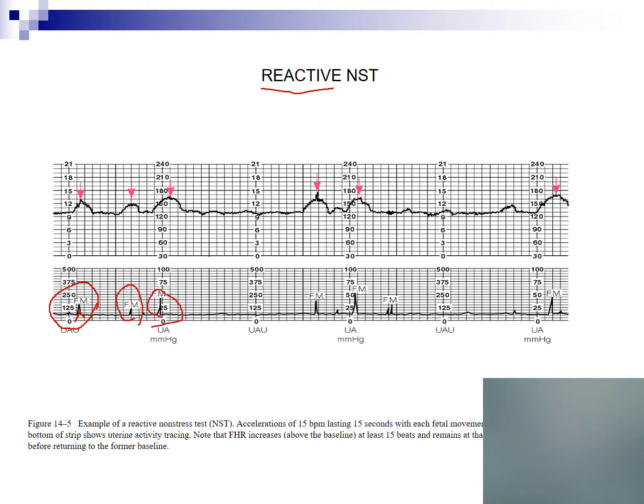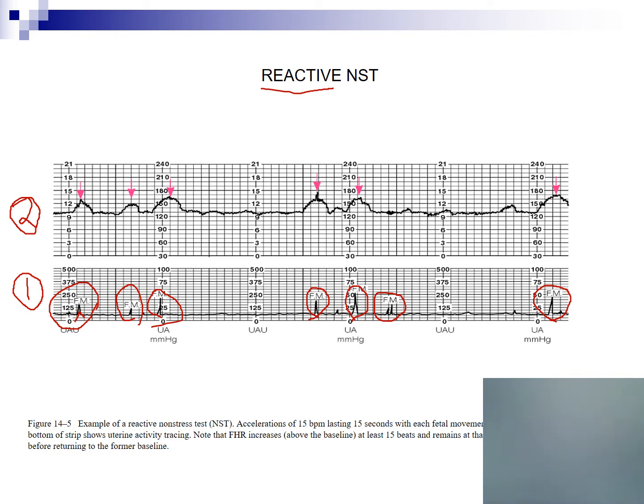This might be different than some other strips that we evaluate, but in an NST, the first thing you want to look at is movement, because without movement, you have nothing to compare, because this whole test is about what does the fetal heart do with movement. So we identify our periods of movement. And then the second thing we look at is the fetal heart, and do we see accelerations?